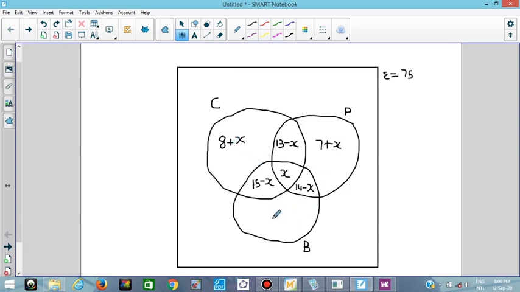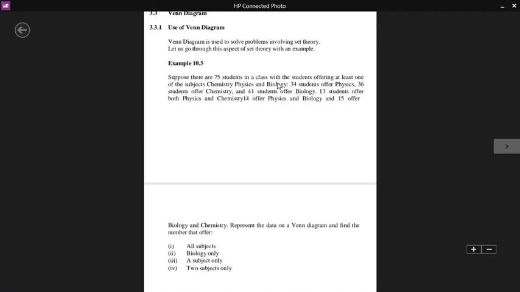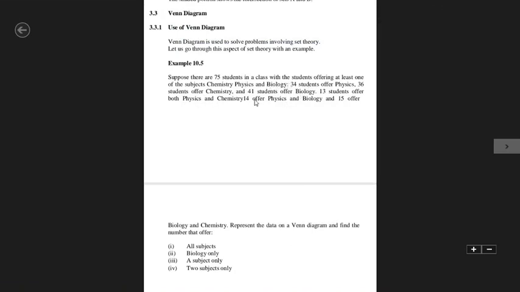Then the last one before we end this calculation is those that did only biology. How do we get those that did only biology? Check your question. 41 students offered biology. You can see them. So those that offer biology, remember, they did not say biology only. Those that offer biology, they are 41.